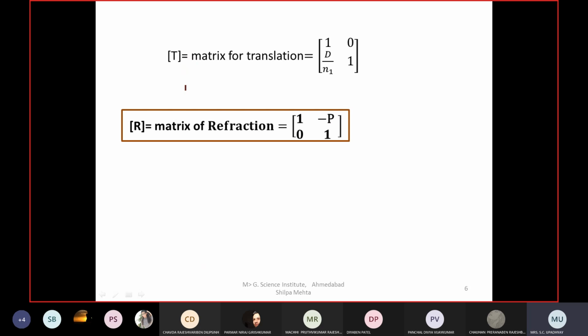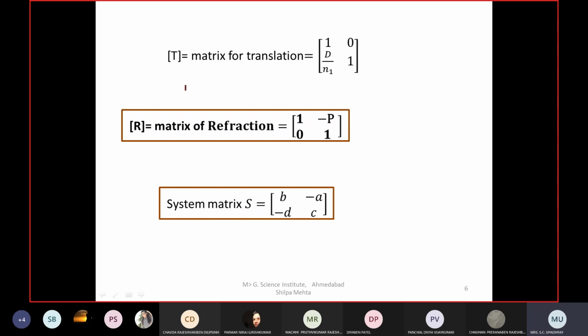So with all this in mind, we can write all these important equations: the translation matrix T, equal to 1, D upon N1, 0, 1; the refraction matrix equal to 1, minus P, 0, 1; and the system matrix represented by A, B, C, D.